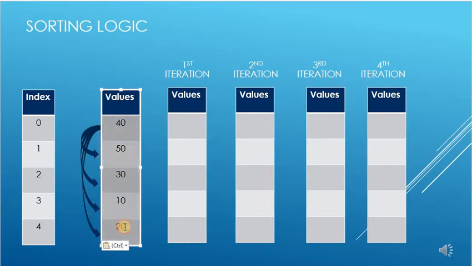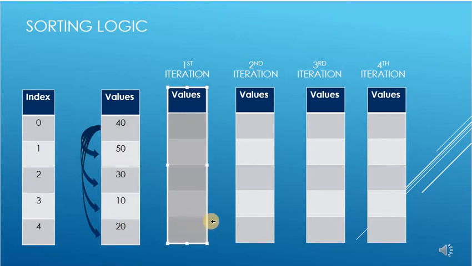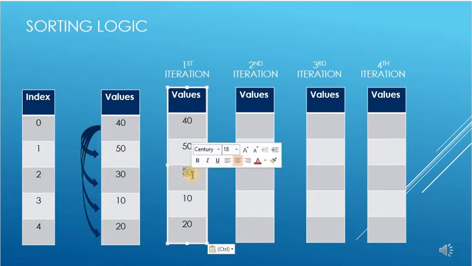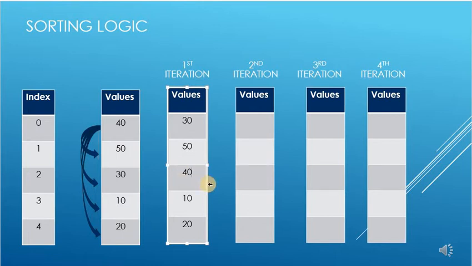Say for example, let me copy and paste the values. So in the first iteration, what will happen? The 0th element will be compared with the first element. In this case the value of the 0th element is lesser than the first element, so nothing will happen. Now the 0th element will be compared to the second element. Now the value of the 0th element is greater than the second element, so the values will be swapped. So 30 will be placed at the 0th place and 40 will be placed at the second place.